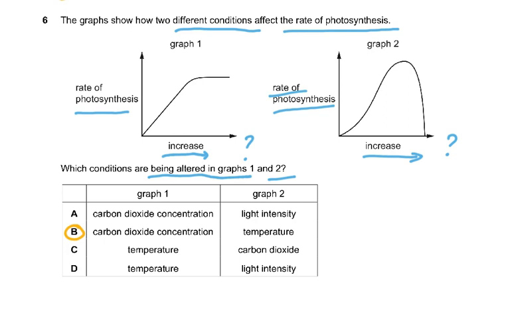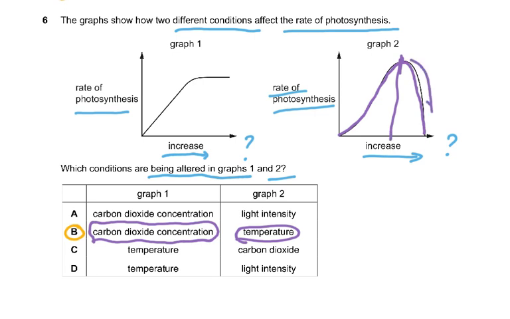In graph 1, something increases, the rate increases and then plateaus off. So in graph 1 it had to be carbon dioxide concentration. Now graph 2, the graph increases, and then after a certain point it decreases. So this has to be the temperature graph, because as you know, every enzyme has an optimum temperature, and when that temperature is reached, then the rate is going to fall. So this had to be the temperature graph, it couldn't be anything else.